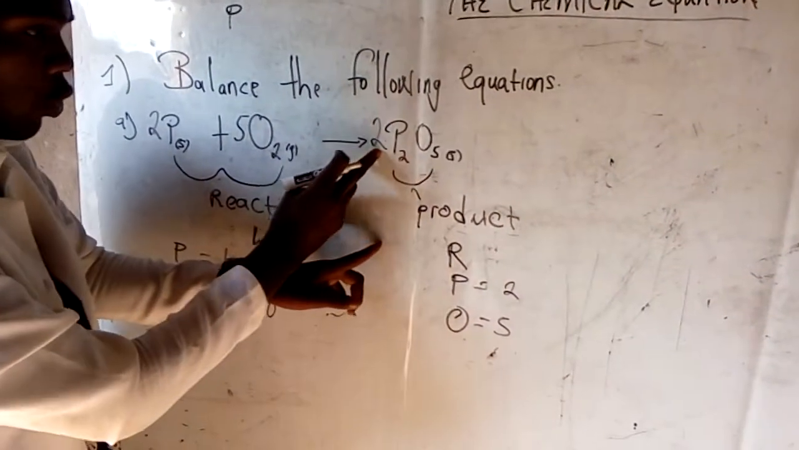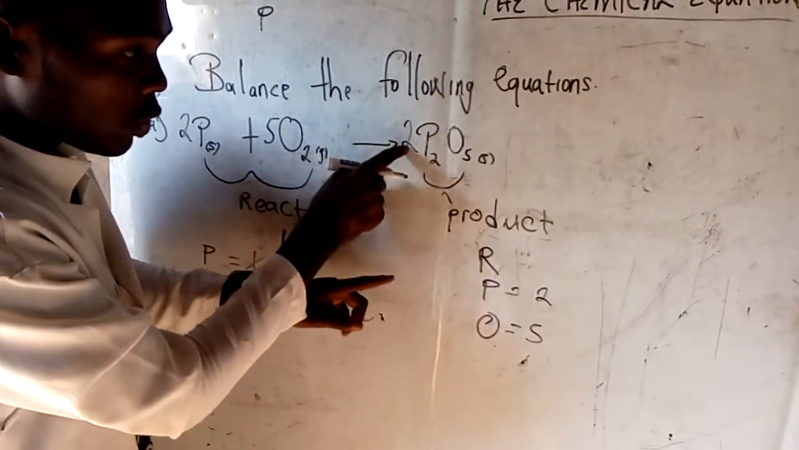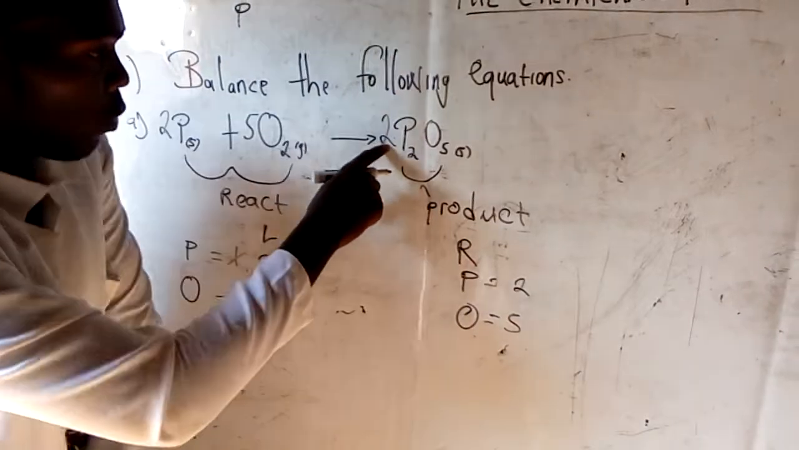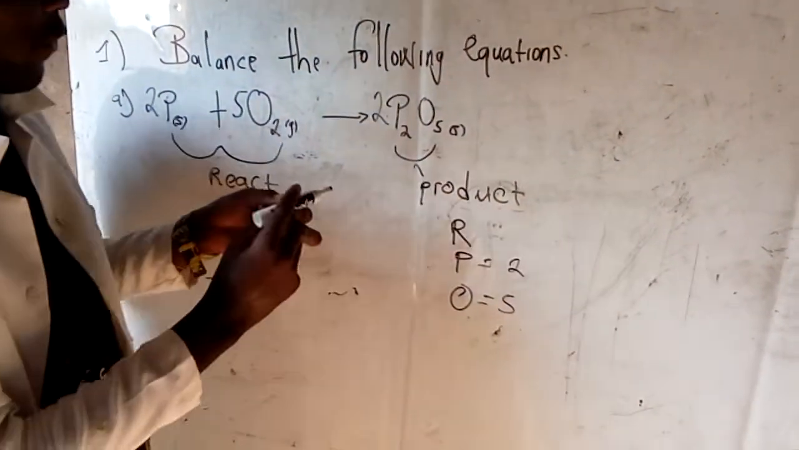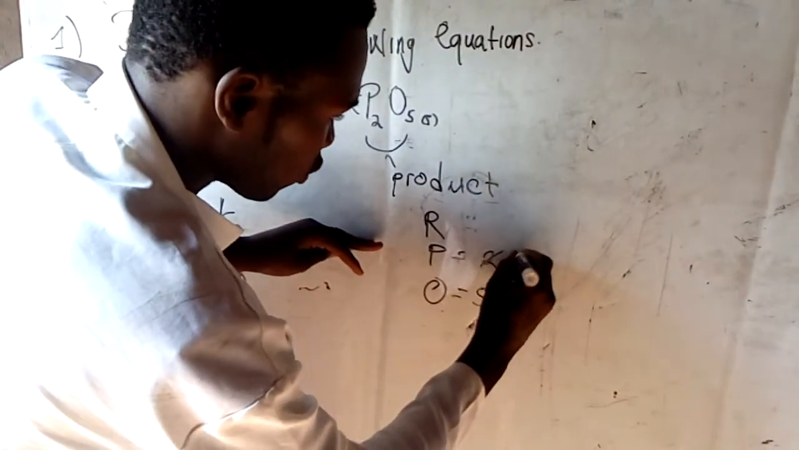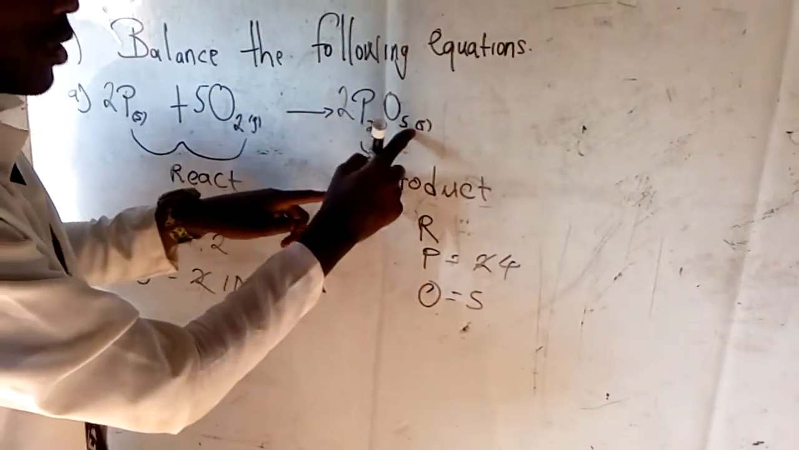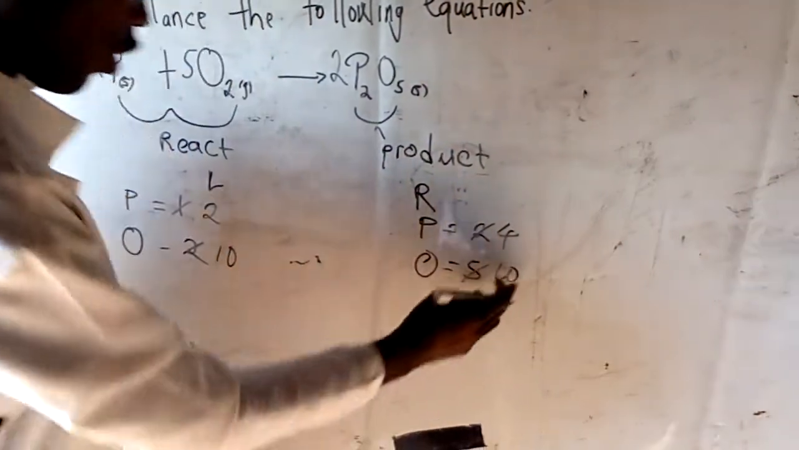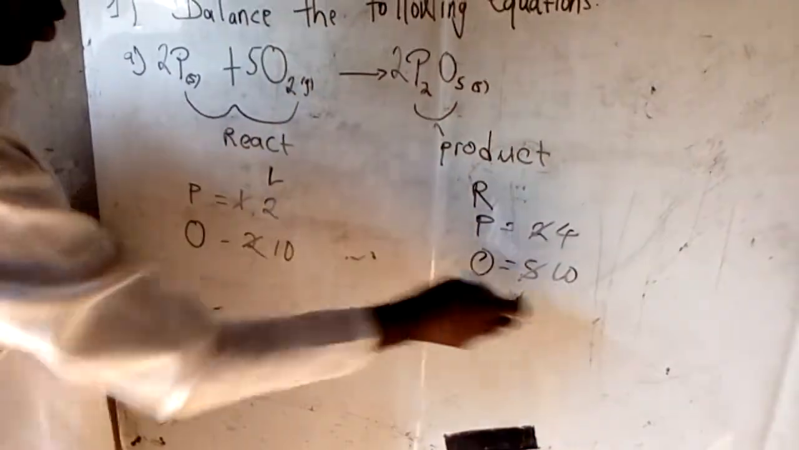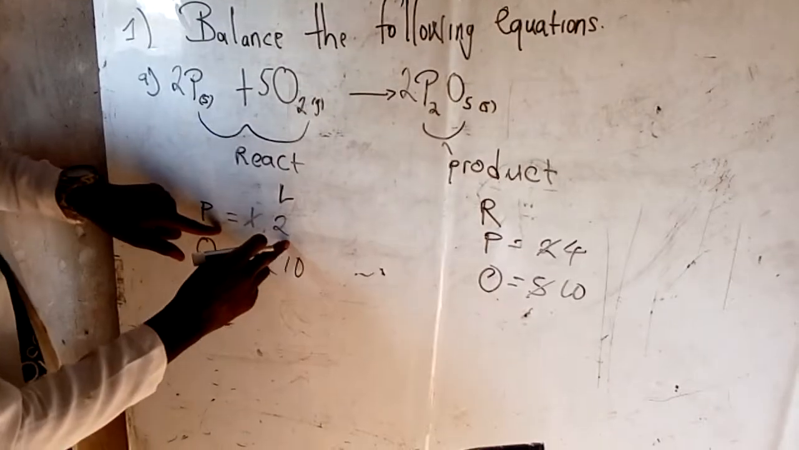So this 2 will increase 2 times 1 to be what? 4. This 2 will multiply then to be 4. Then when you say 2 times this one to be what? 10. So since it is 10, meaning that oxygen has balanced, but phosphorus has not balanced.